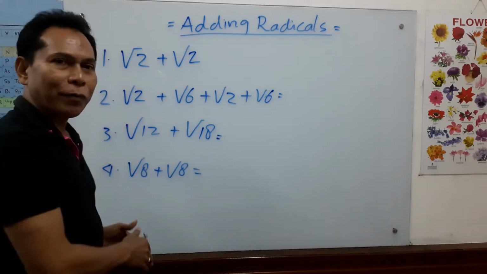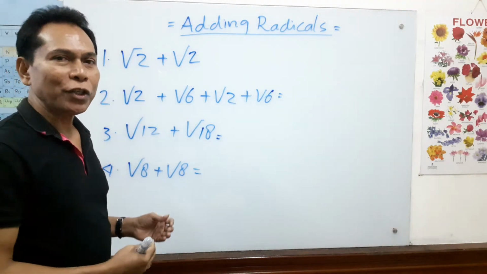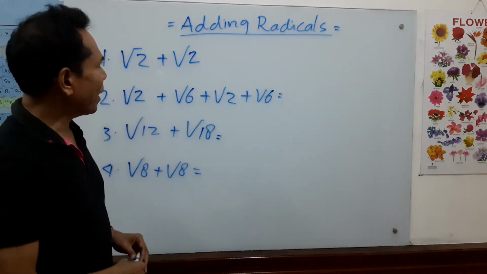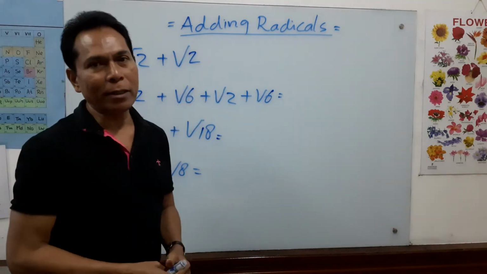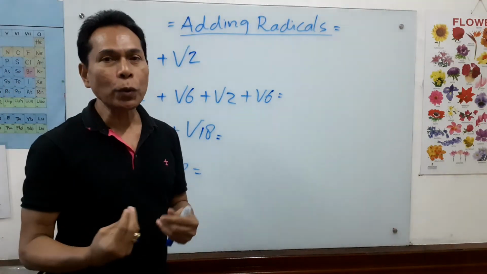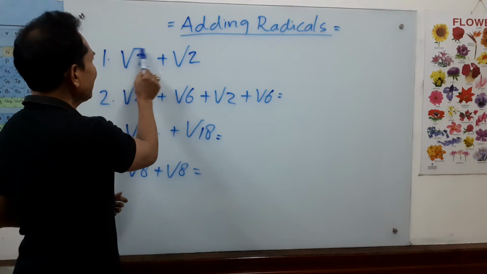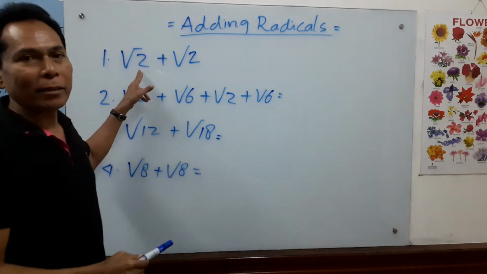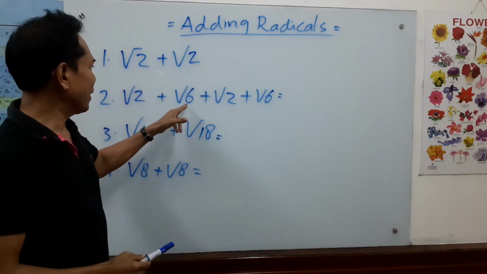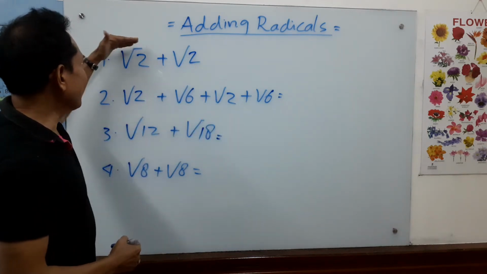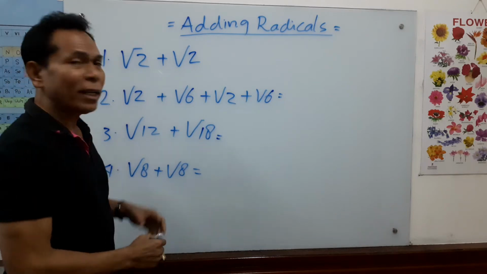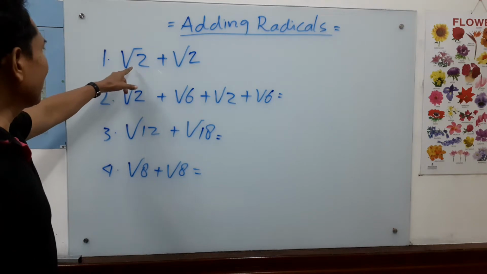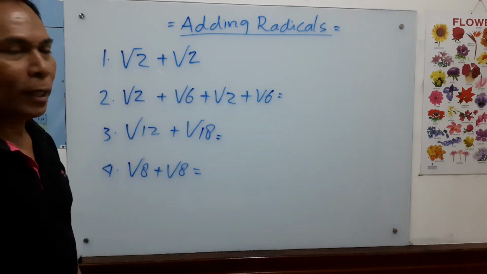I put 4 examples here, children, that we are going to work on, that will help us to understand how we add radicals. Radicals means root, and the numbers under this radical, we call them radicands. We have the radicands here, and this is the symbol of the radical. Now we look here. We have radical 2 plus radical 2.